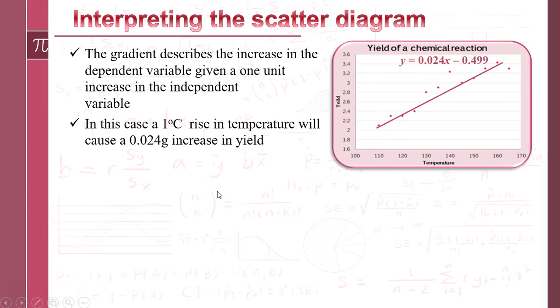Whenever you're describing it in any context, it's always a 1 unit increase in the x-axis that causes either an increase, or, if the graph is going the other way, a negative correlation, a decrease in our dependent variable.